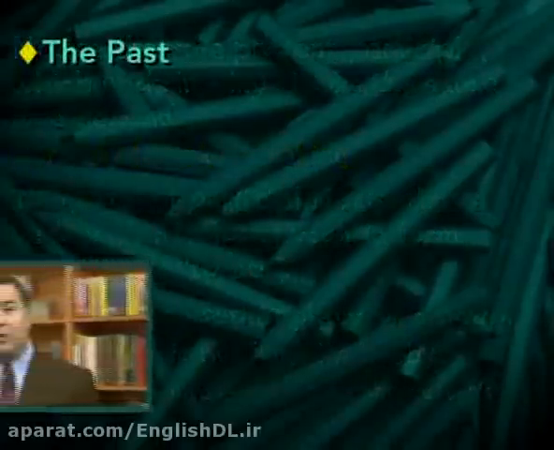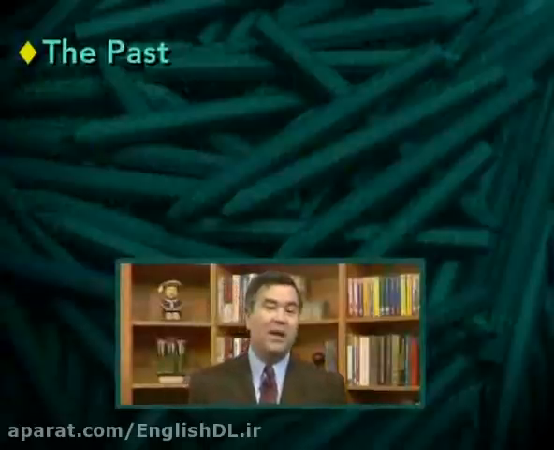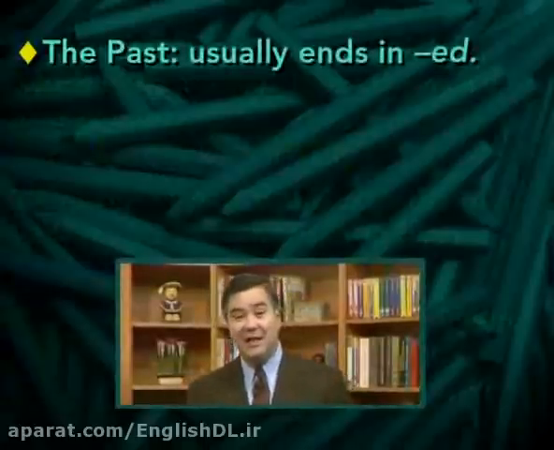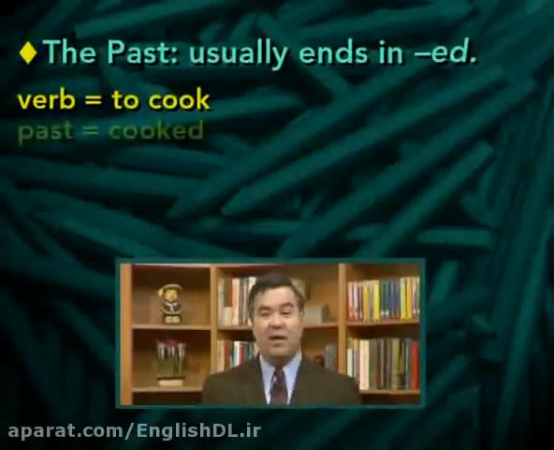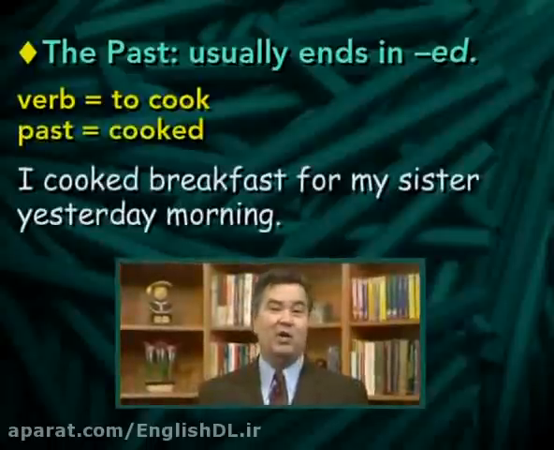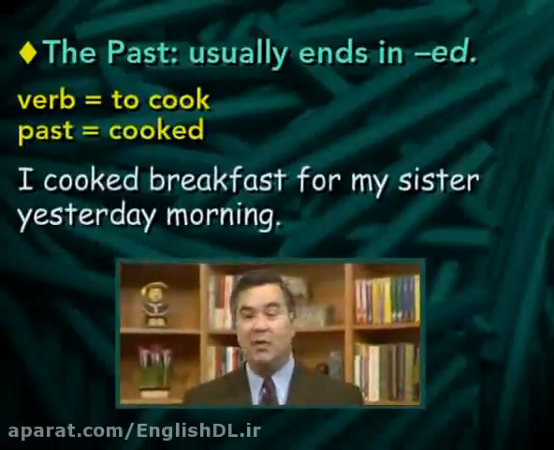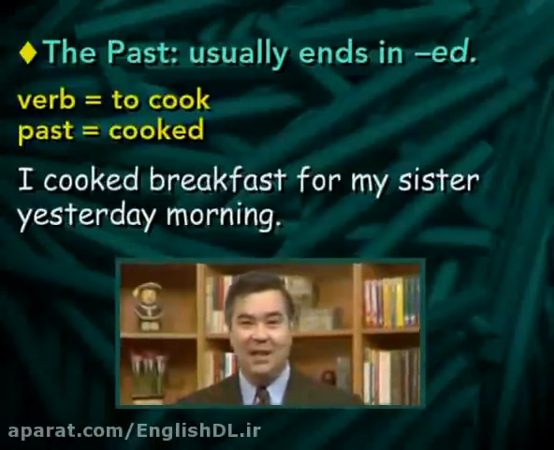The third principal part of any verb is the past. With most verbs, the past ends in ed, and that's the case with the verb to cook. The past form of the verb to cook is cooked. You might say, I cooked breakfast for my sister yesterday morning. And there we're using the past form of the verb ending in ed.